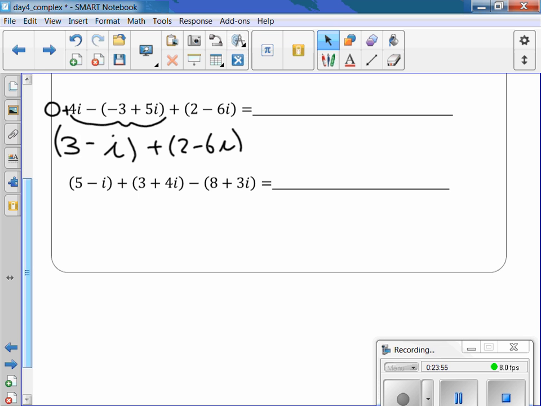Now I have same type of problems before, right? We just add. 3 plus 2. Absolutely. 3 plus 2 for my 5, my real part, my imaginary, a negative 1 and a negative 6, giving me that minus 7i. Yes?